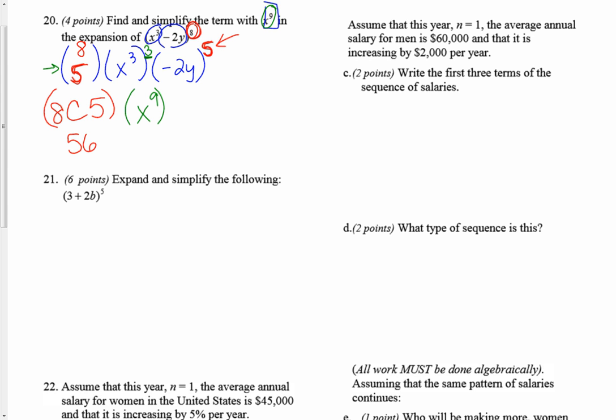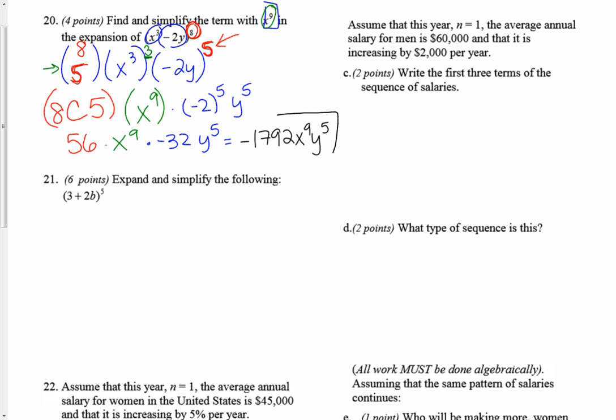Next thing I have was x to the 9th, which is just a plain old x to the 9th. Those two things are multiplied. My last term was -2y to the 5th. Realize the -2 is to the 5th and the y is to the 5th. -2 to the 5th power is -32, and then the y was just to the 5th. So now I'm putting these things together. I have to multiply them. 56 times -32 is -1,792. My x was to the 9th and my y was to the 5th. So that is the term with x to the 9th in it.